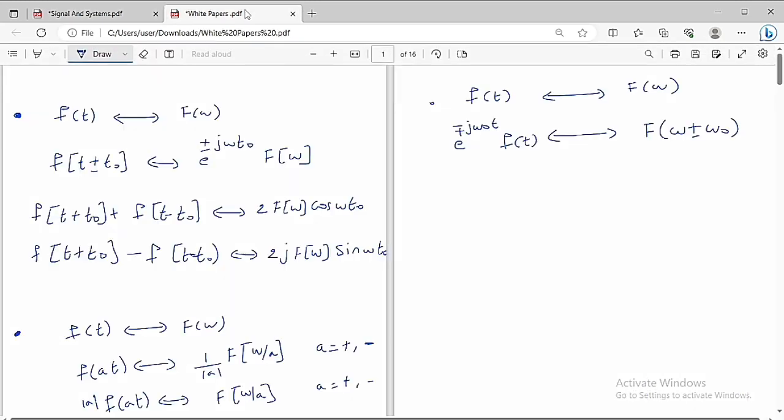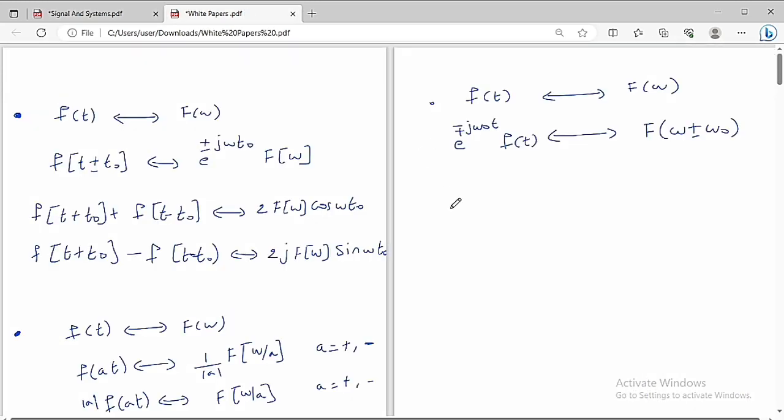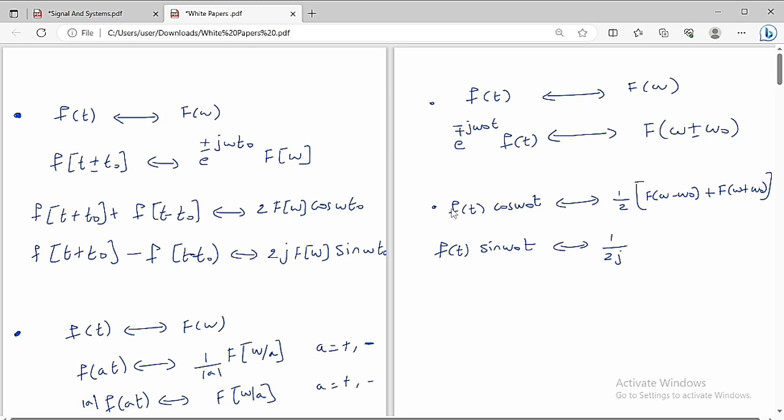So let me write the formula, the modulation formula. For f of t into cos omega naught t, the Fourier transform is nothing but 1 by 2 into F of omega minus omega naught plus F of omega plus omega naught. This is the point we have to remember. And for f of t into sin omega naught t as a Fourier transform, there will be 1 by 2j into F of omega minus omega naught minus F of omega plus omega naught. So these things you always have to keep in mind.